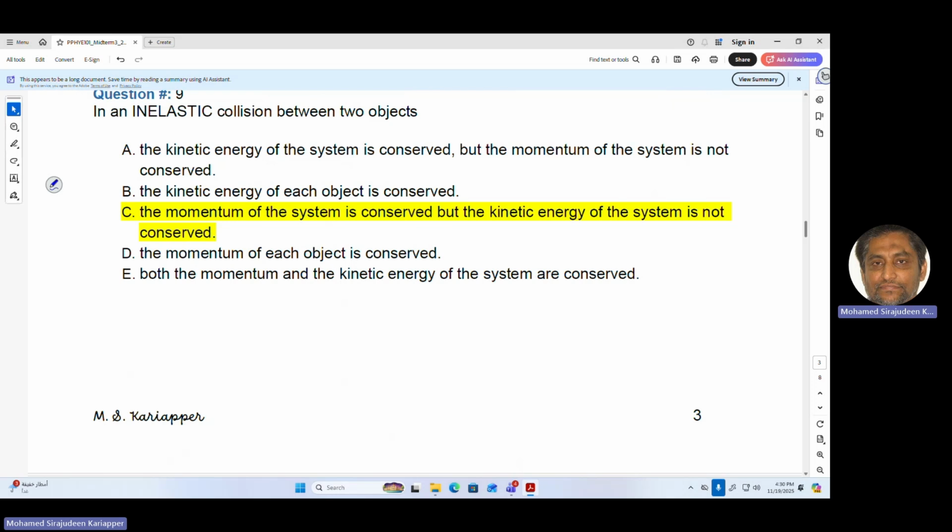But elastic means 100% kinetic energy is conserved. Practically, what happens? The measurements are not perfect. So sometimes there will be a little loss of energy, but we'll ignore that and we say it is elastic. Okay, never mind. We have spent too much time on that, but let's move on.